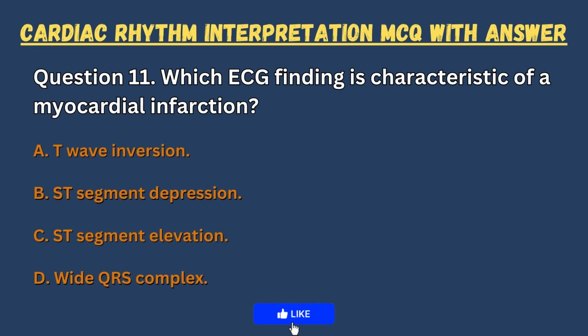Question 11. Which ECG finding is characteristic of a myocardial infarction? A. T-wave inversion. B. ST segment depression. C. ST segment elevation. D. Wide QRS complex.